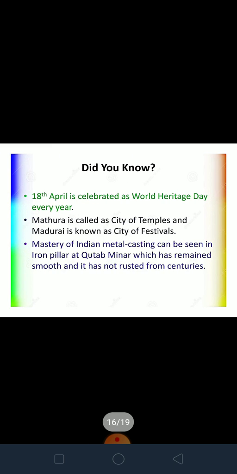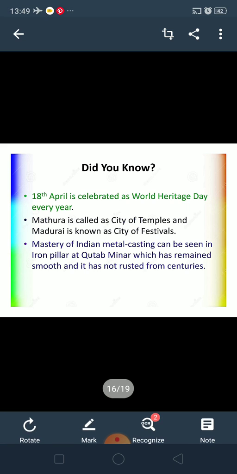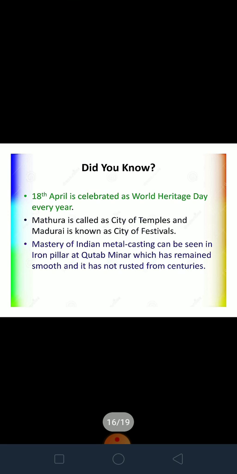Now we move to this some knowledge part. Did you know 18th April is celebrated as World Heritage Day every year. Mathura is called City of Temples and Madurai is known as City of Festivals. Mastery of Indian metal casting can be seen in the iron pillar at Qutub Minar, and it has remained smooth and has not rusted for centuries. In one of the videos in the class, we have shown Qutub Minar and also the iron pillar in the Qutub Minar complex.